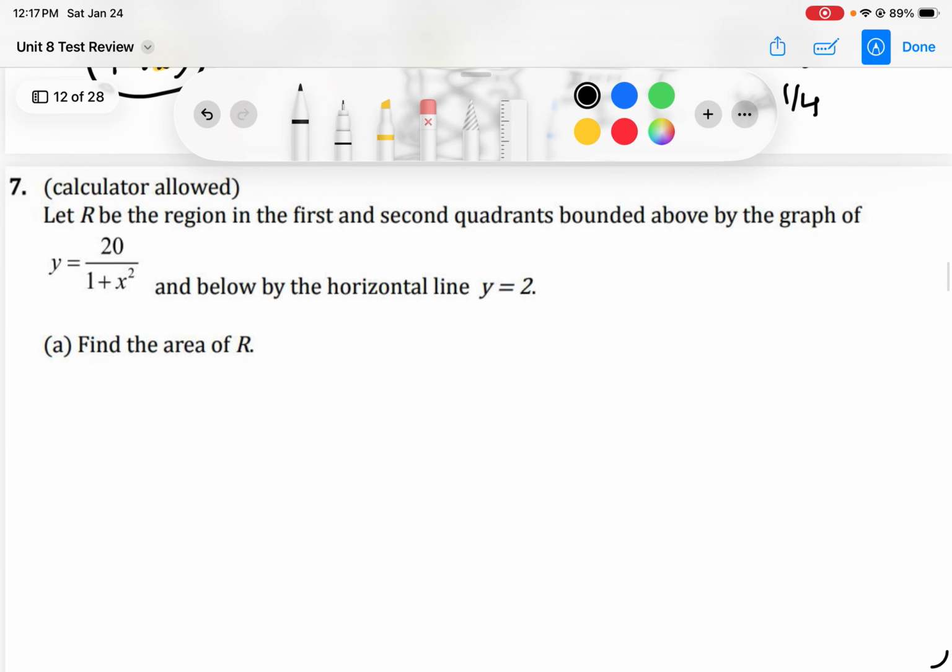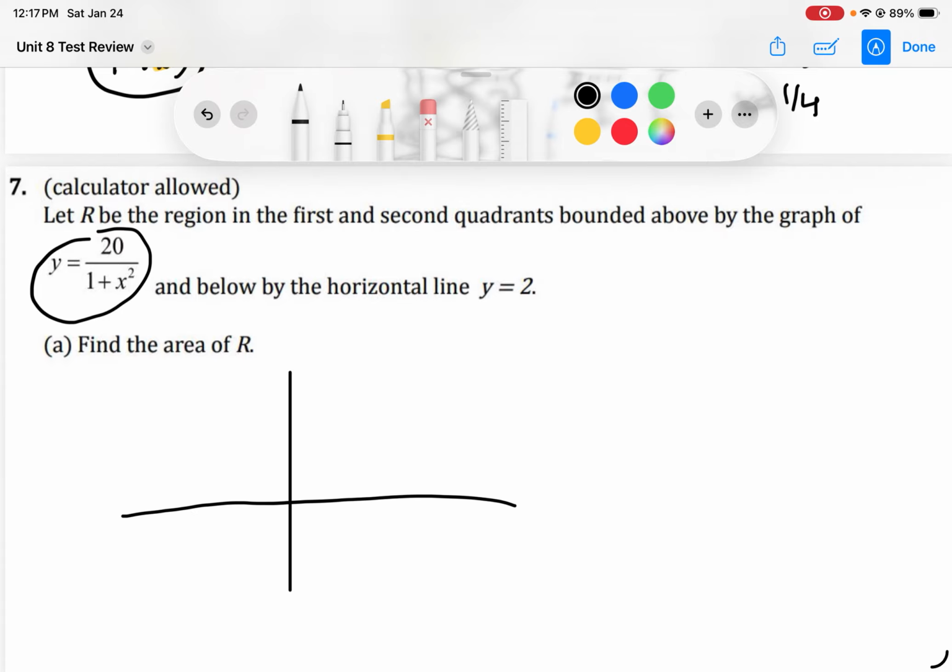Okay, this one's calculator allowed. I did this before. I haven't looked at it in a minute. Let R be the region in the first and second quadrants bounded above by this graph. You could plug this into your calculator to get a picture of what it looks like, and below by the horizontal line y equals 2. Find the area of R. So I would go into Desmos and plug this in there. But I drew a sketch of this earlier.